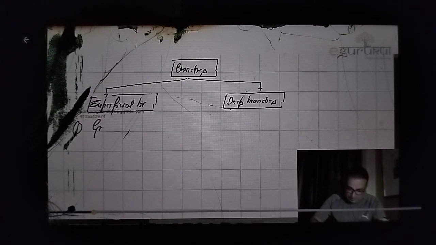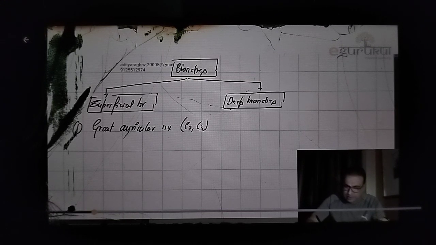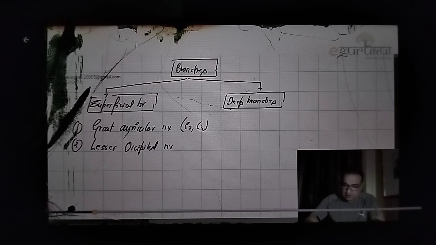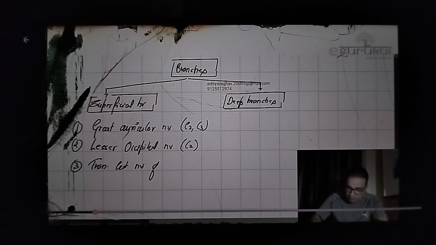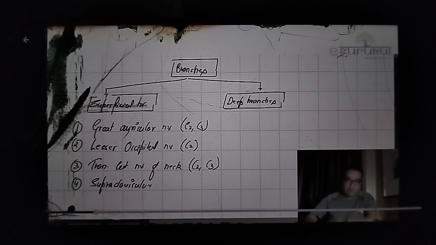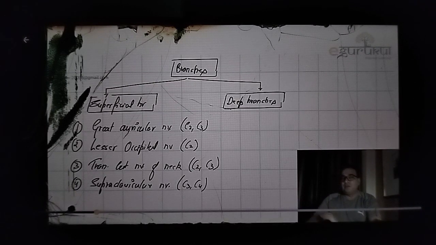Let me name them for you. We have the great auricular nerve, the root value is C2 and C3. I could show the root value directly on the diagram, but you can write it down if you want. Then the lesser occipital nerve, root value just C2. We have the transverse cutaneous nerve of neck, or anterior cutaneous nerve of neck, which also has a root value of C2 and C3. And the supraclavicular nerves, the nerve which divides into 3 branches, having a root value of C3 and C4, and sometimes C5 also. So these are the 4 superficial branches coming out of the cervical plexus.